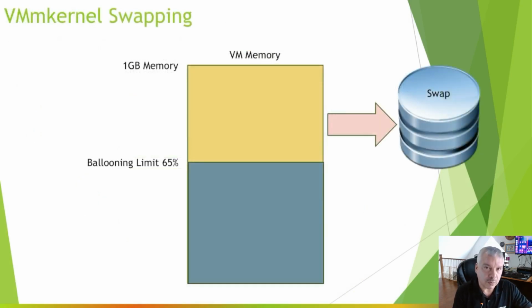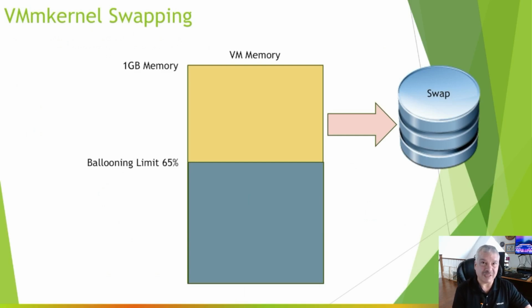Let's talk about VMkernel swapping now. Each virtual machine gets a swap file. This swap file is created when you turn on the VM. It's deleted when you turn it off. Okay? How big is a swap file? The swap file is equal to the amount of memory you gave your VM.